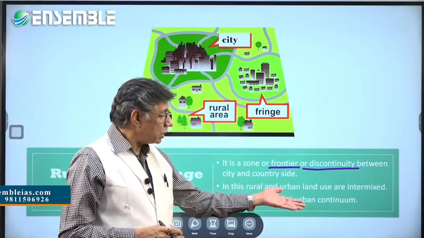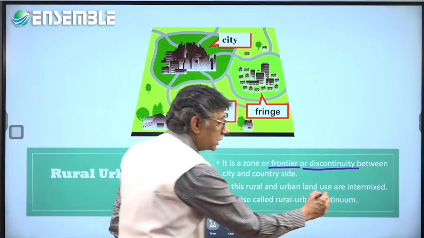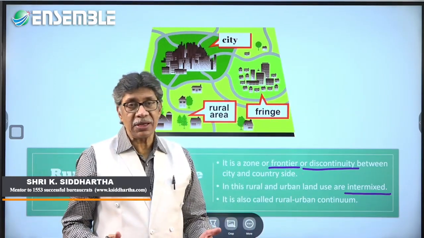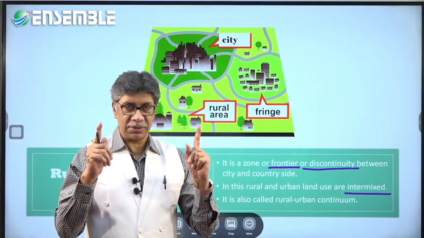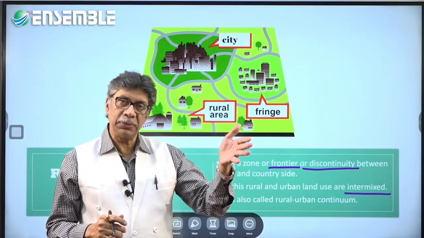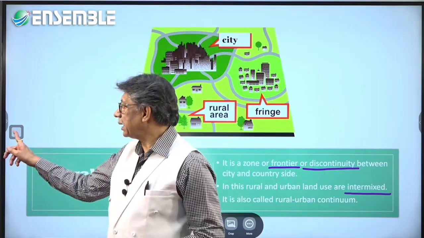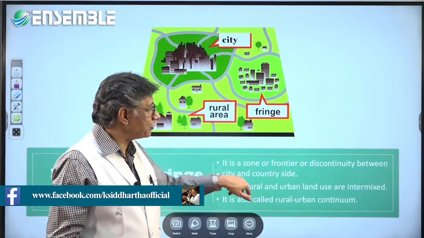It is in this rural and urban area that the land use is going to be mixed, that is intermixed. That's going to be the catchword in this case. And why does it have to be mixed? It has to be mixed only because of one reason. That is, it is a continuum. It is neither rural nor completely urban in nature as well. And that is what makes it completely different.